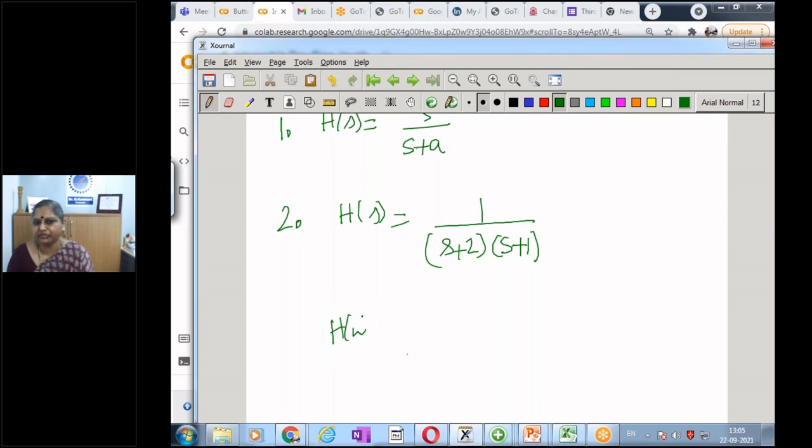So H of omega will be very simple. H of omega will be once again 2 plus j omega and 1 plus j omega. And you know to write the program for this. Just multiply, and you will get it. Multiply the magnitude of this, multiply the magnitude of that, and you'll get the overall response. And similarly, you need to express it as a partial fraction.